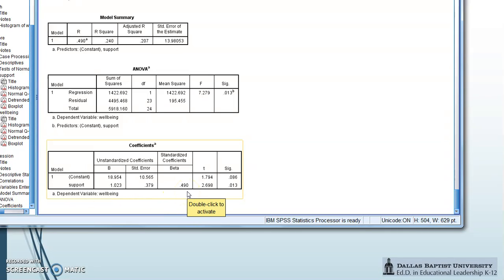Then we have a standardized coefficient here on this column. This is called the beta, and so this represents, for a one standard deviation change in the independent variable, how much of a standard deviation changes on average in the dependent variable, which is 0.49. And so this obviously is a little bit different.